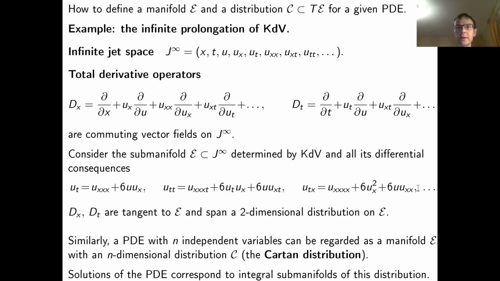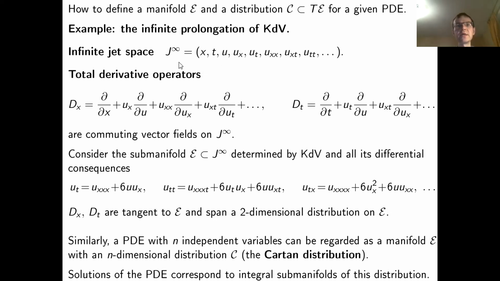So now we introduce some geometry. As I said, a PDE can be regarded as a manifold with a distribution. So let us discuss how to define a manifold and a distribution for a given PDE. The main idea can be understood from the following example. The manifold E is called the infinite prolongation of a PDE. So let us define the infinite prolongation of the KdV equation.